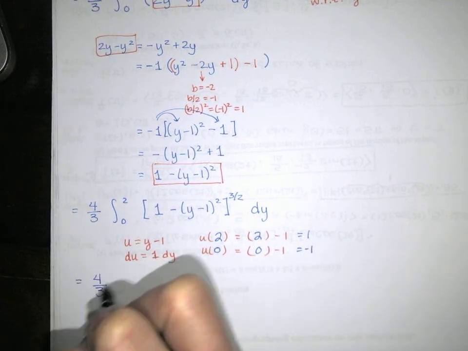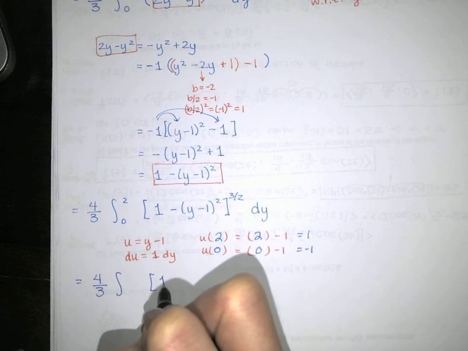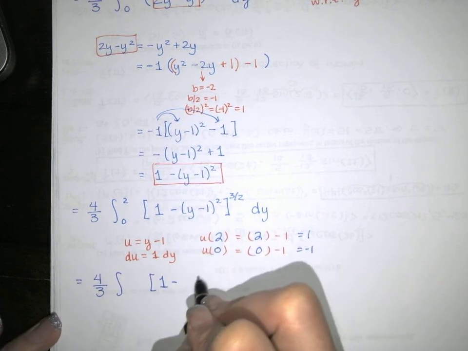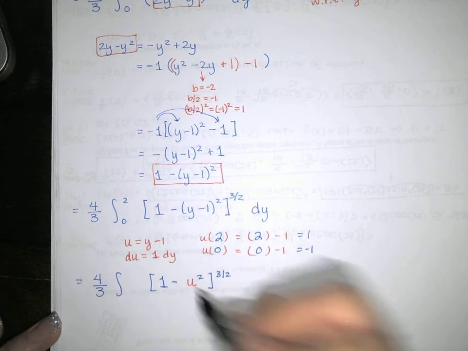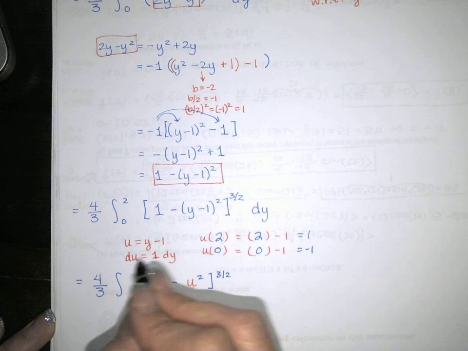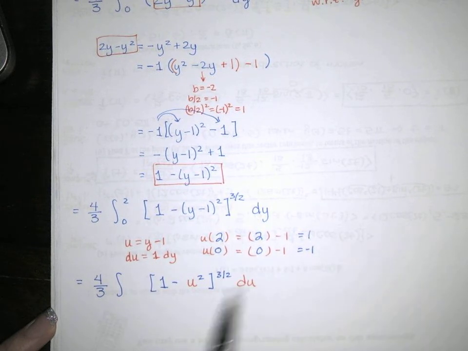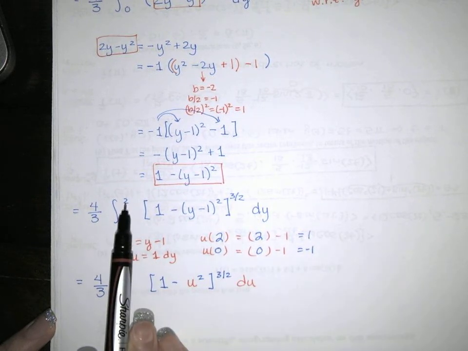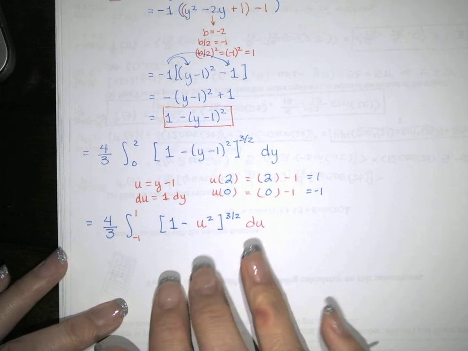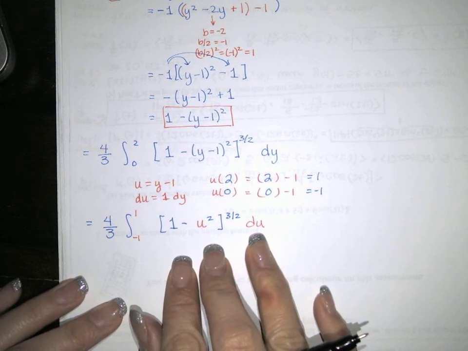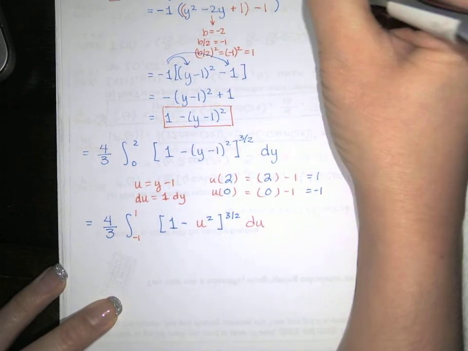So we end up with 4/3 times this integral. The 1 is still there, and this y minus 1, that's our u. So I've got 1 minus u squared. dy and du are the same thing. And then by substituting y equals 2 here, I got a new upper bound of 1. And by substituting y equals 0 here, I got a new lower bound. My new lower bound for u is negative 1. So now I need to evaluate this integral, and this requires trig substitution.